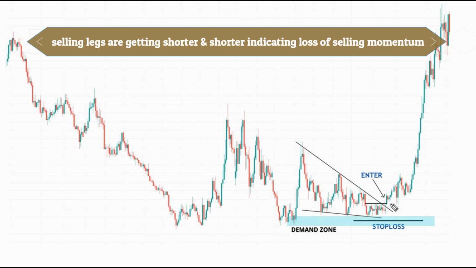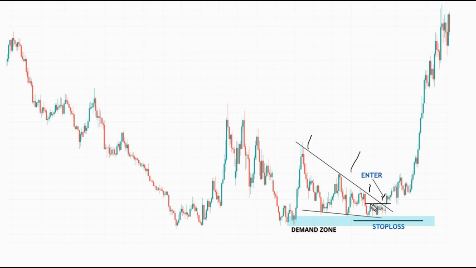We saw a breakout of this trend line, which was tested already multiple times, and also prices were consolidating, okay, above the demand zone. And then we saw a very, very strong breakout candle. So we'll enter here, stop loss here, and see the huge upside momentum after that, okay. So I hope you are getting some important clues from this video.